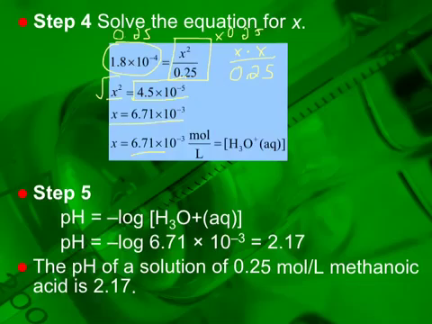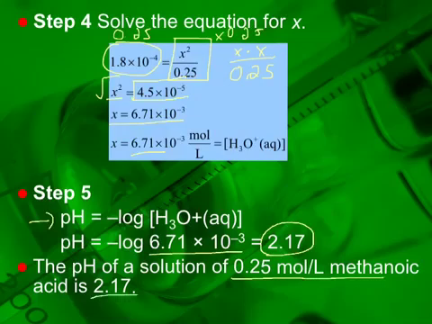The very last step is to find the pH of the solution. And again, the pH is merely the negative log of hydronium concentration. So in this case, the pH is the negative log of 6.71 times 10 to the minus 3, which rounds to 2.17. So then our final statement is that the pH of a solution of 0.25 mole per liter of methanoic acid is 2.17. Again, I remind you that after you determine the pH value, only the digits after the decimal are considered significant. So in the pH value of 2.17, there are only 2 significant digits.